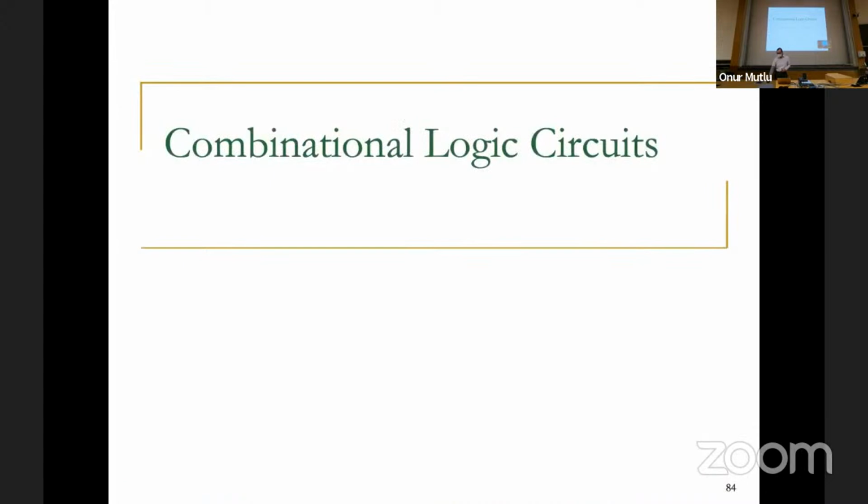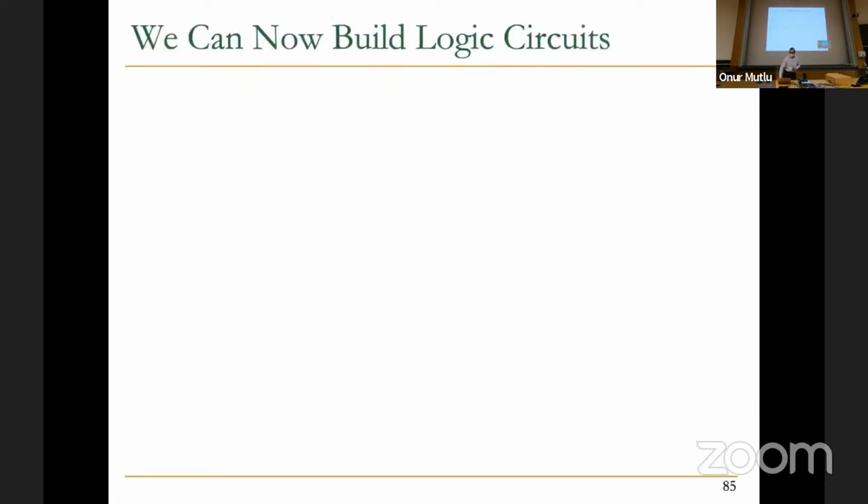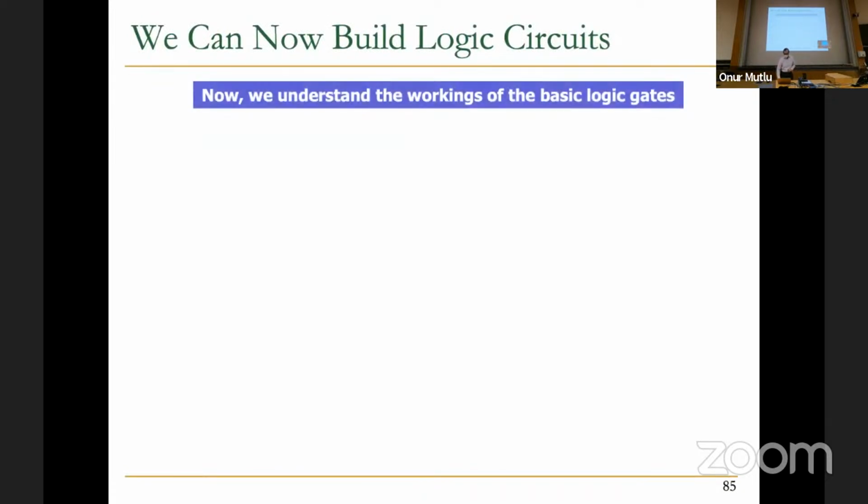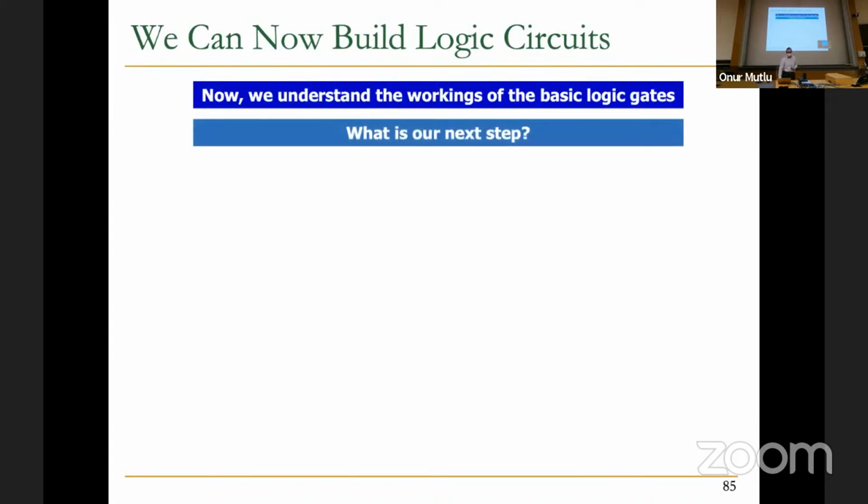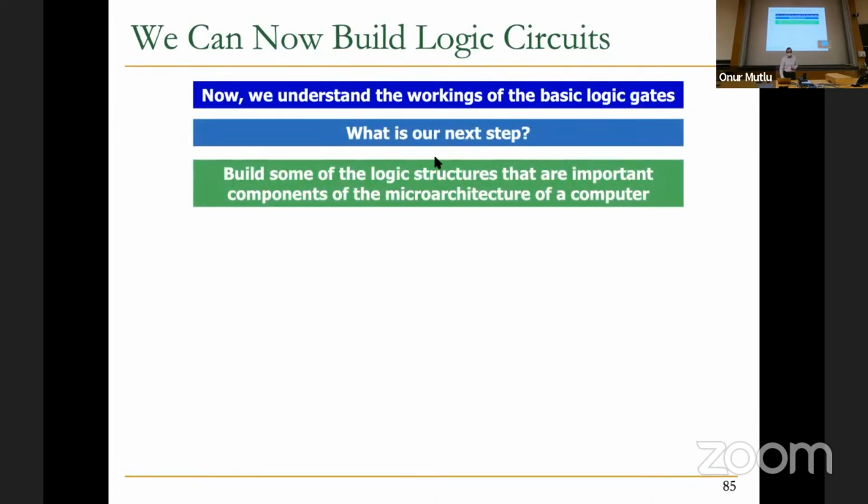Okay, now with that aside, which hopefully gave you more relaxed timing, let's talk about combinational logic circuits a little bit more. Now we can build logic circuits because we have the basic components: NOT gate, AND gate, NAND gate, NOR gate, XOR gate. Let's build things. We understand the workings. We want to build some of the logic structures that are important components of the microarchitecture of a computer, right? Because we're going to build up to the next level slowly. In lecture 9, we're going to talk about ISA, and then we're going to go into microarchitecture, for example.